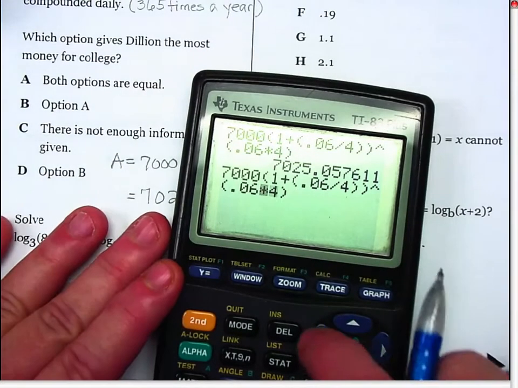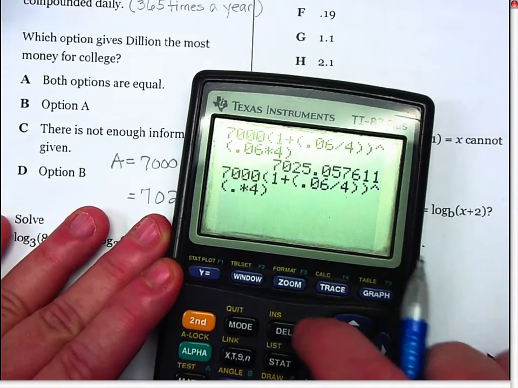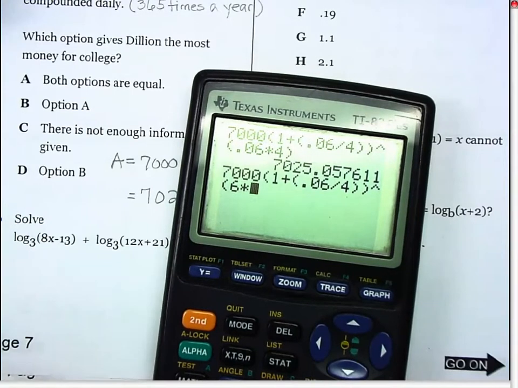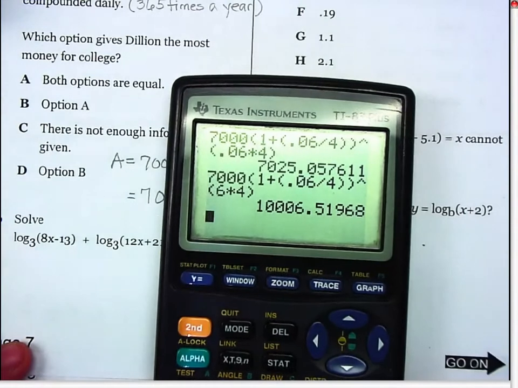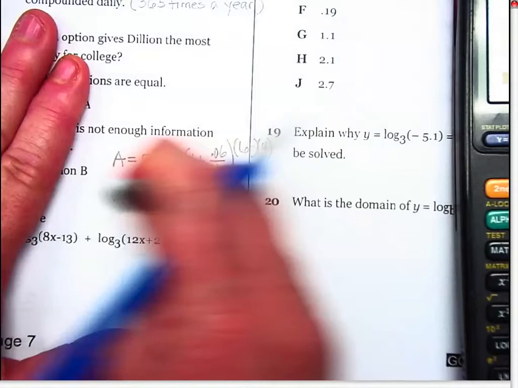Let's change that. I wrote my equation down, but not my answers. Okay. 6 times 4. Oh, that's better. $10,006. That's like he's only going to have $25 more after 6 years. Something's wrong.